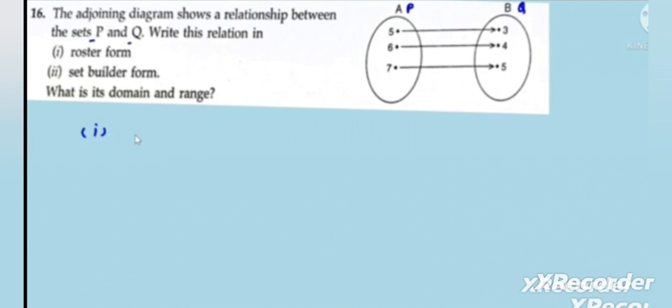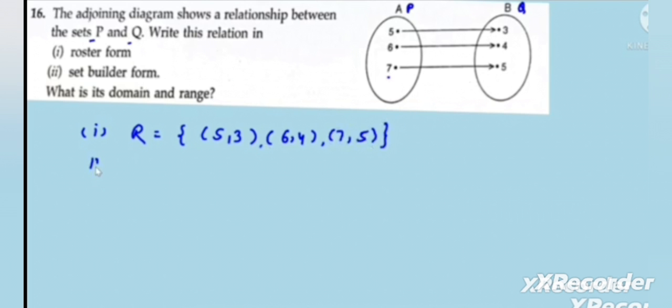Now here a relation is given with an arrow diagram. A contains the elements 5, 6, 7 and B contains the elements 3, 4, 5. We have to write the relation in the roster form. That means which element corresponds to which element. Alright, so let's see that. Then 5 is related to 3, 6 is related to 4 and 7 is related to 5.